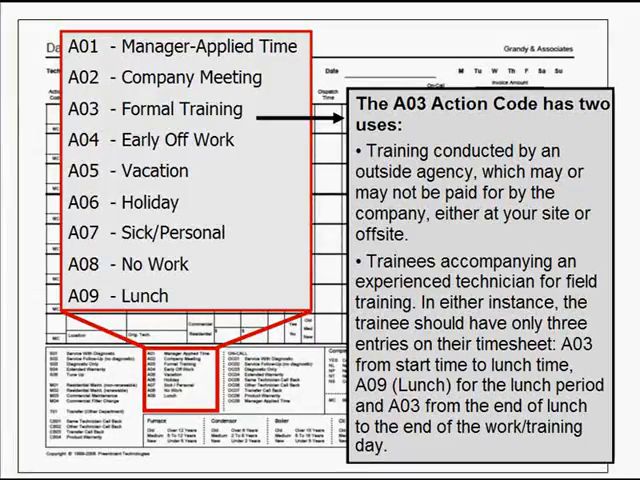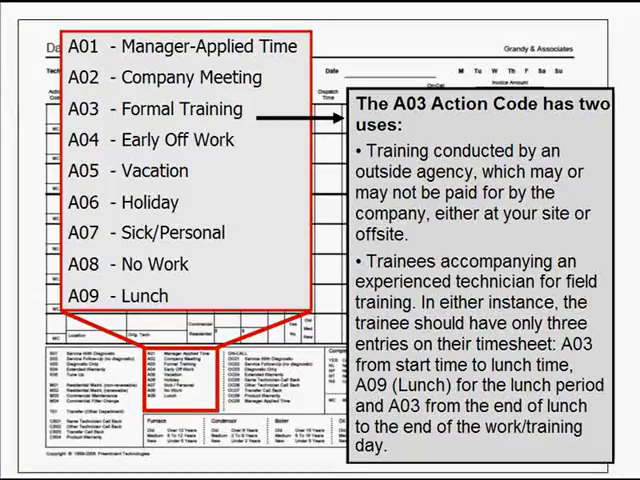AO5 is used for vacations. And this is a good time to remind ourselves that anytime a technician is going to be paid for, he needs to fill out a timesheet, whether he's physically there or not. So if he's going to be on vacation, before he leaves, he needs to fill out a timesheet and put on their AO5, vacation. That way he gets paid for it.